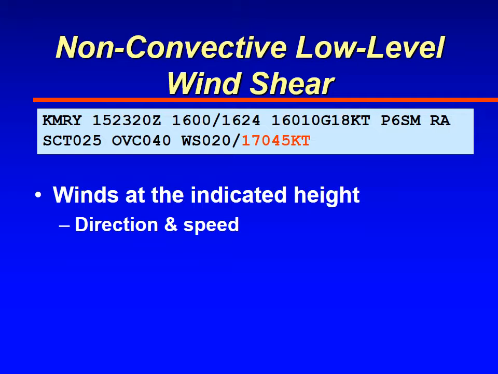And then at that altitude, they will give you the wind direction and wind speed. Whenever you're looking at low-level wind shear, you should compare that wind shear group with the surface winds. In this case, the surface winds are 160 at 10, gusting to 18, and at 2,000 feet AGL, the winds are 170 at 45. You can see that there is a significant change in wind speed, and that denotes shear.